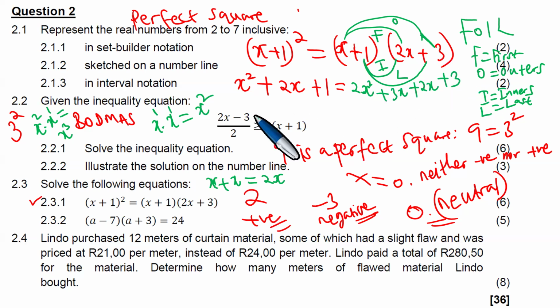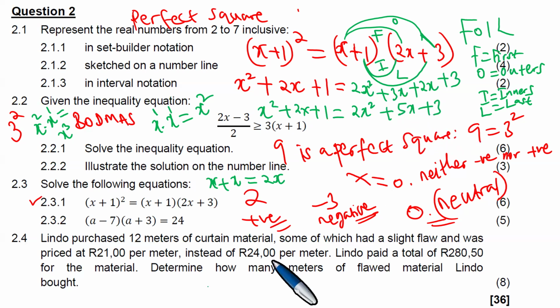3. Then we add everything together. We collect like terms, and the like terms we can add together. We can write x squared plus 2x plus 1, and this is equal to 2x squared, plus 3x plus 2x, which is 5x, plus 3.